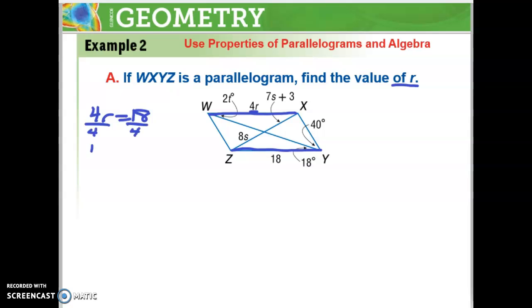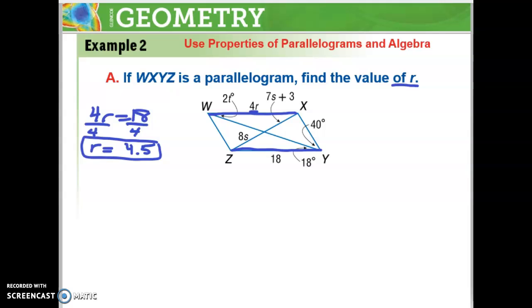That means in order to solve for r, we're going to divide both sides by 4. That means r is going to be equal to, and let's see if I have my calculator here. I'm going to pull it out, turn it on and go 18 divided by 4 equals 4.5. So we know that r equals 4.5. So there's our first answer.